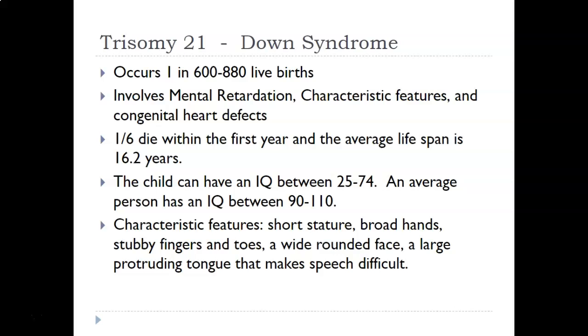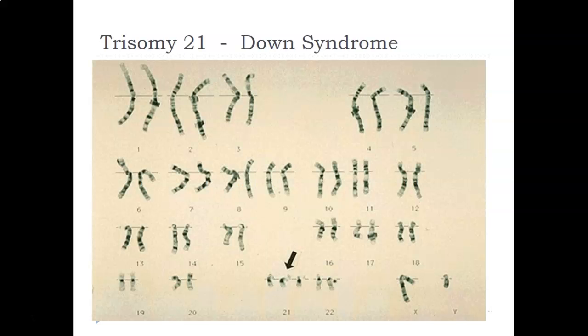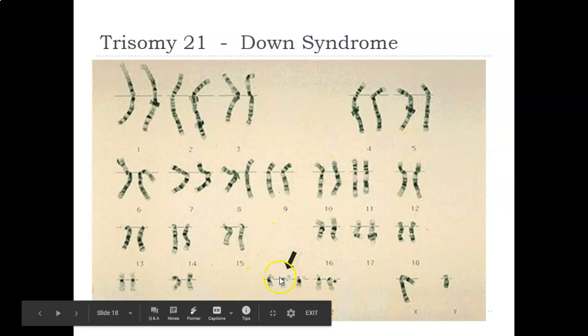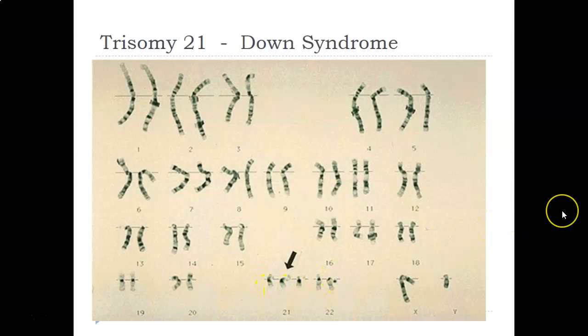People who have Down syndrome typically have a lower IQ and really characteristic features like short stature, broad hands, stubby fingers and toes, and a wide rounded face. So I wanted to show you this karyotype, and you can see here that on chromosome 21 there are 3. Trisomy means 3, so when you're looking at a karyotype and you see more than 2 chromosomes with a number, you know that there's a chromosomal disorder just by looking at it. And in this case, because there's 3 on 21, you can see that.